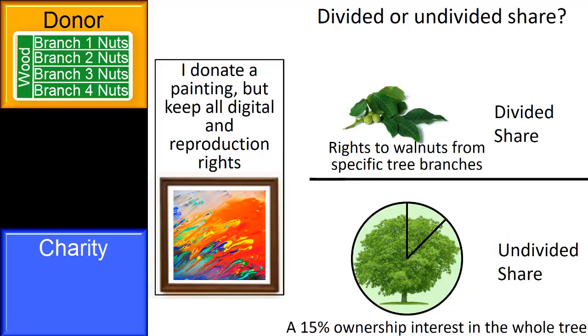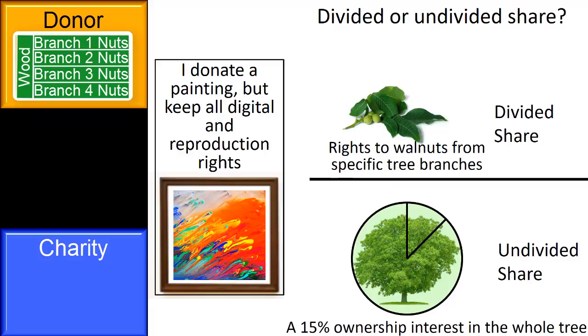Suppose a donor gives a painting to a museum for it to own and hang in its gallery. However, the donor keeps for himself all of the digital and reproduction rights of the painting. The donor plans to sell prints and online images of the painting even after the donation of the painting itself. Is this a gift of a divided share or an undivided share?